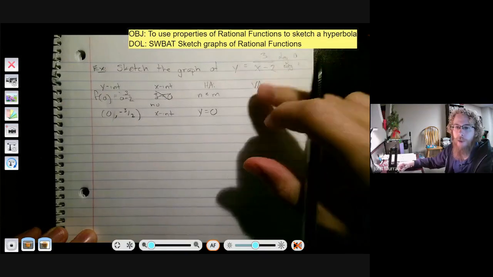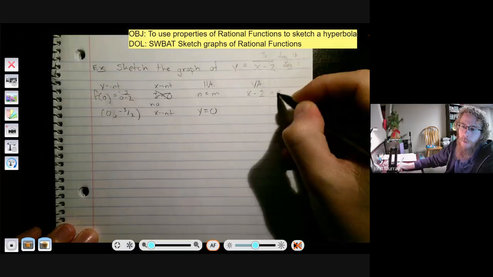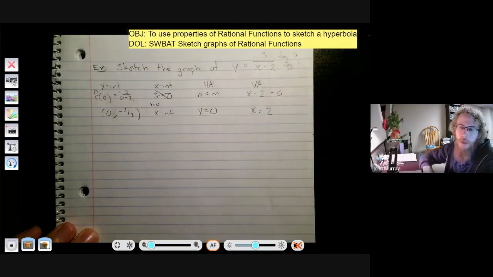It's automatically y equals 0. And then my vertical asymptote, we take a look at the denominator. We set that equal to 0. And I get the line x equals 2.